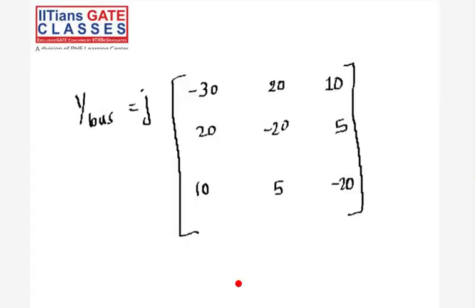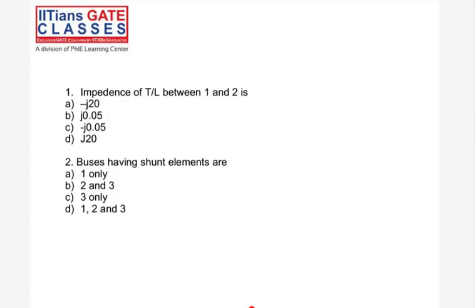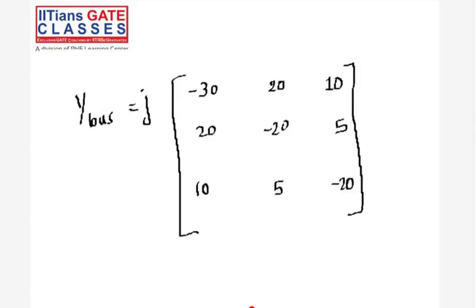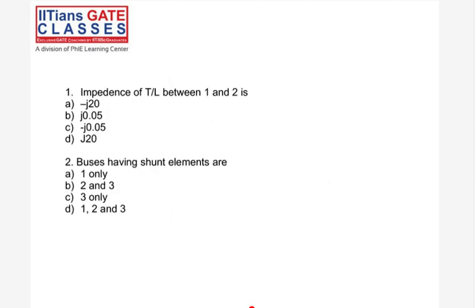Okay. Now that has happened, now try to answer this question. So this one we have answered as B. What is the answer for the first question? The impedance of transmission line between 1 and 2. Wait, I will give you the code. Okay.